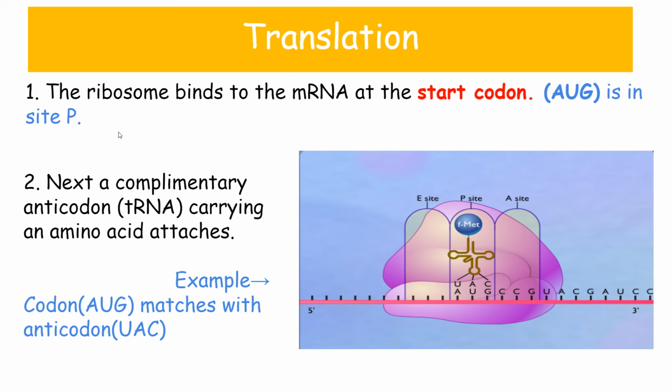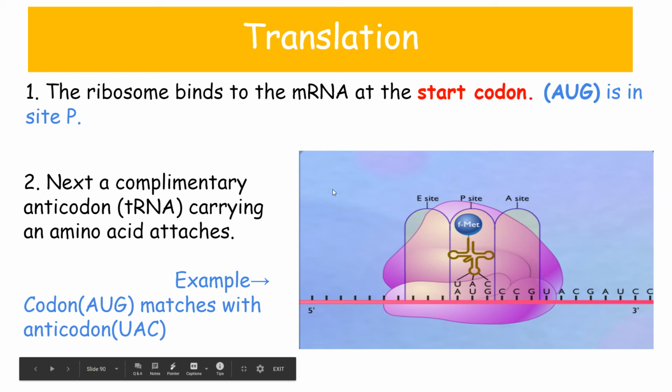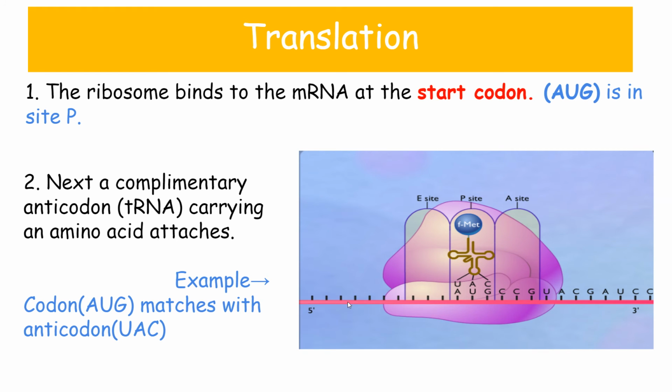So here we go. The first step of translation, the ribosome binds to the mRNA at the start codon. So the ribosome in this diagram is this big purple blob rather than an orange one. It binds to the mRNA, which is this long strand here, at the start codon. Next, a complementary anticodon carrying an amino acid attaches. So this is the tRNA. It's got an anticodon at the bottom, and it's carrying this blue thing, which is an amino acid. It binds to its complementary codon. You can see that they're complementary base pairs.